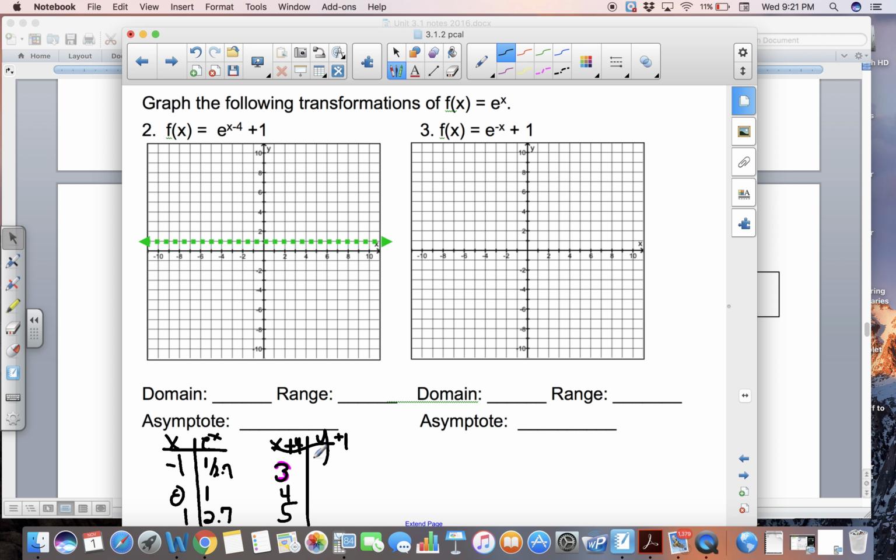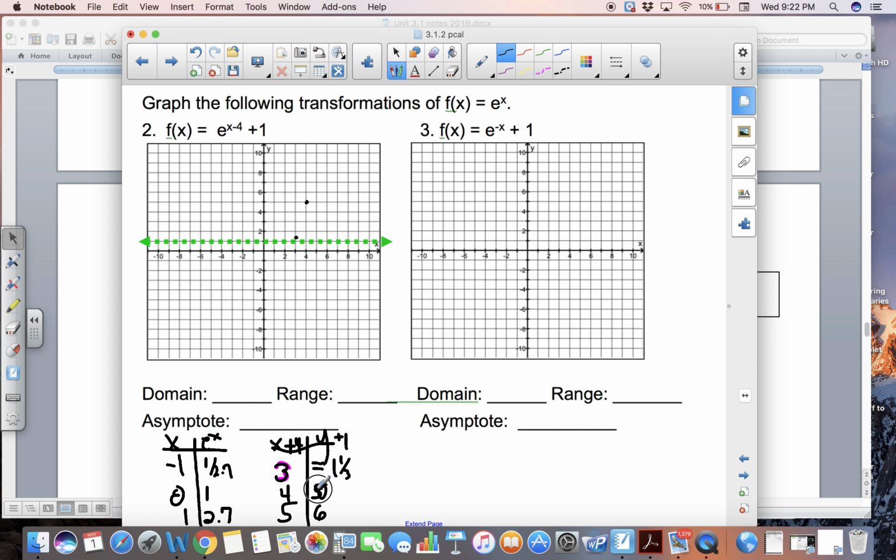1/3 plus 1 would be about 4/3 or 1 1/3. I'll write it that way, roughly. 4 plus 1 is 5, and 5 plus 1 is 6. So let's plot these points. So 3 is 1 1/3. See, that's where it's approaching that asymptote. 4 is 5. Okay. And 5, oh no, yeah, and 5 is 6. What am I doing? Oh, I did it wrong.